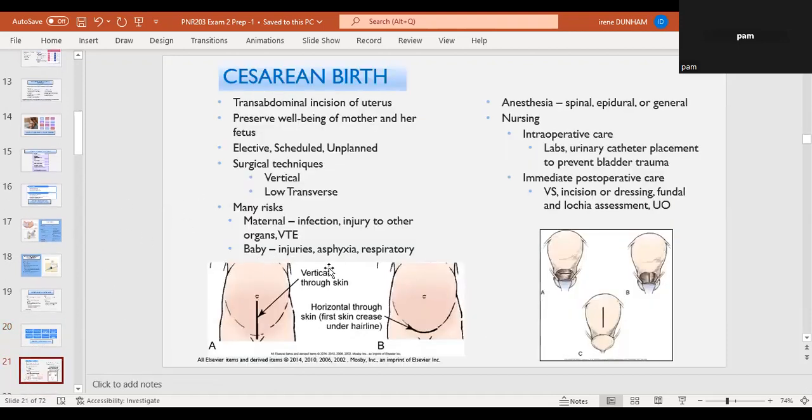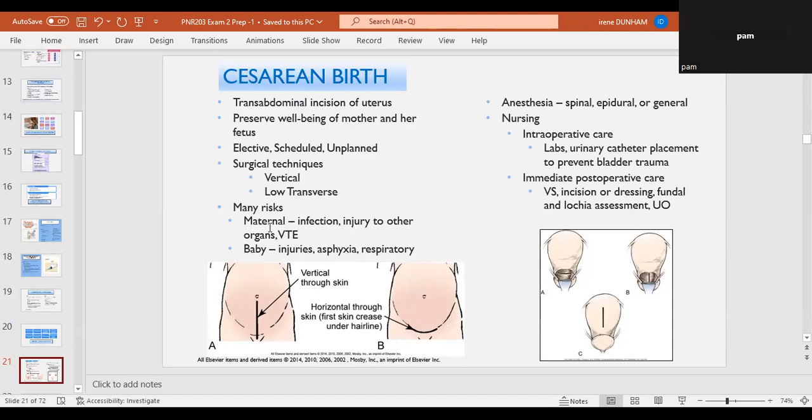So here's a nice little picture of a cesarean birth where they do a trans-abdominal incision of the uterus. As you can see here, the low transverse, we call that what? The bikini cut. And then you have a low vertical here through the skin. What you really have to worry about is what's on the uterus. Okay, so many risks.